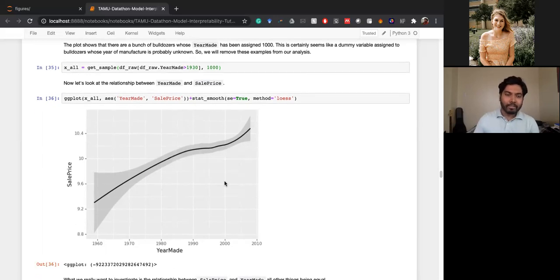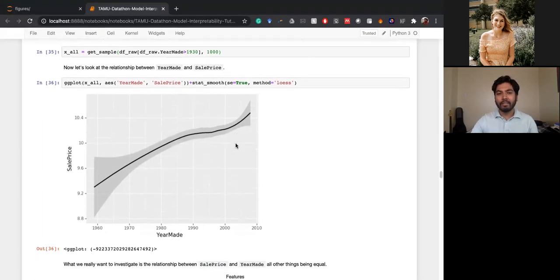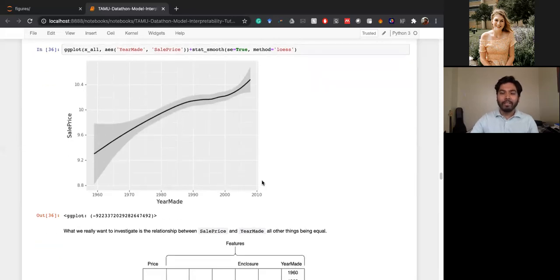So here is why univariate plots can sometimes be very misleading. It might lead you to think that between 1990 and 2000, maybe the year made is not impacting sale price the way it should. But what might be the case is there might be a lot of other factors affecting it. There could be a recession going on during that time that made the sale price go low.